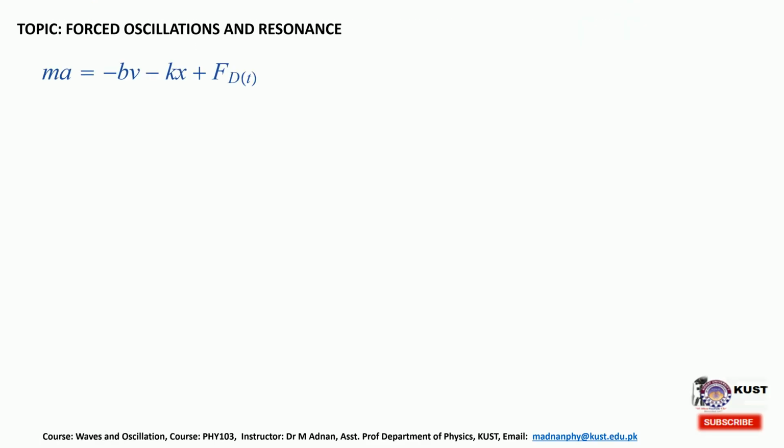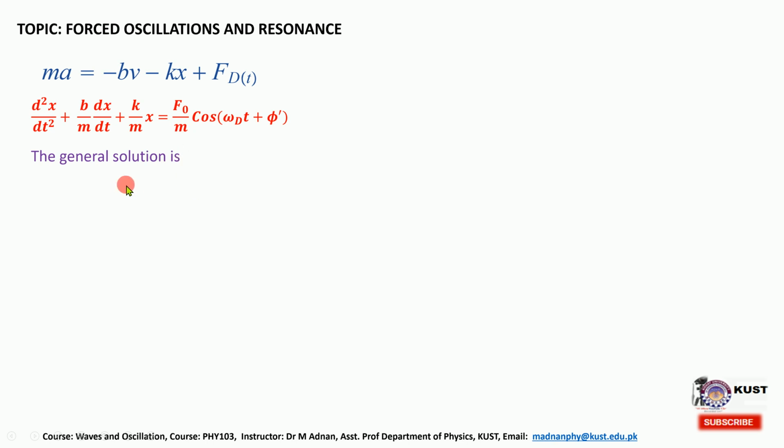Now we will be discussing the solutions. This is the equation of motion for a forced harmonic oscillator that we have rearranged to this form. This equation is a second order inhomogeneous differential equation, and the general solution has two parts. The first one is the complementary function.